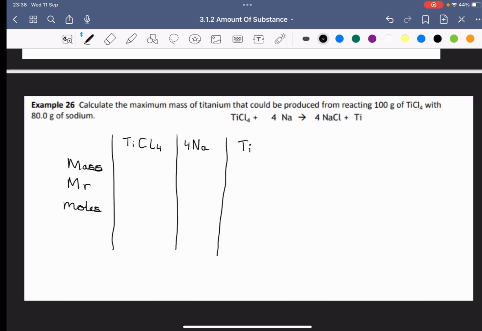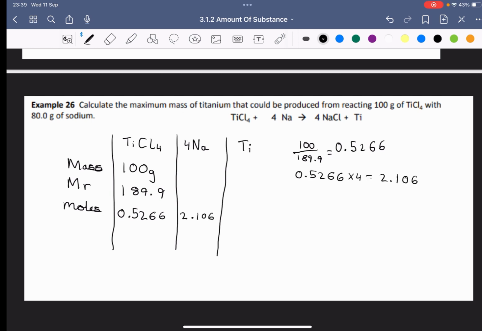You can see that I've also included the product in the table. This is because titanium is going to be very useful in the working out later. So I'm just going to include it in the table to make things easier. Now to begin, I'm going to do the mass of titanium chloride divided by the MR. So I get... Now I need to times these moles by 4 to get the moles of sodium.